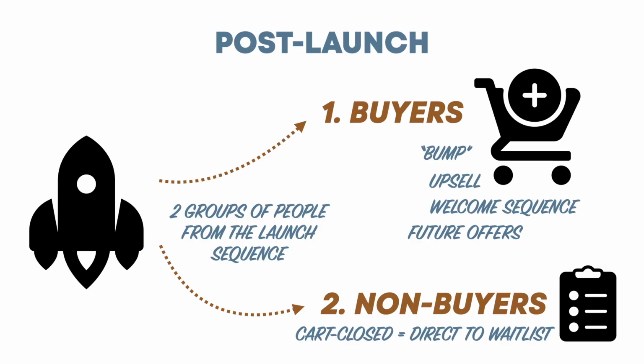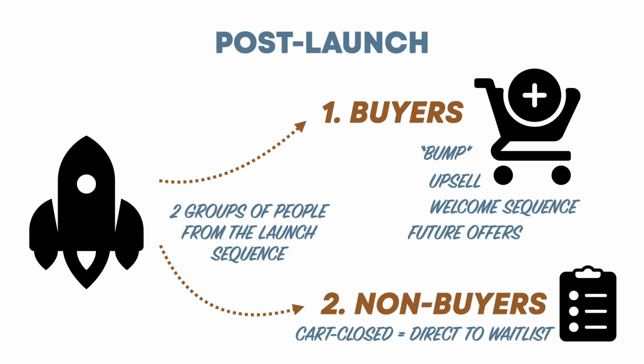Again, right here, post-launch, buyers go through a bump, an upsell, a welcome sequence. We've talked about that. You present them with future offers that you can already automate into the welcome onboarding sequence. So 30, 45 days later, they receive a flash sale for a related course. Non-buyers, hey, cart's closed, direct them to the wait list. Now, let's talk about this wait list.